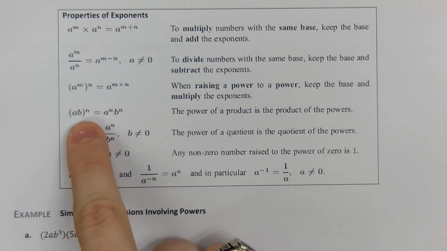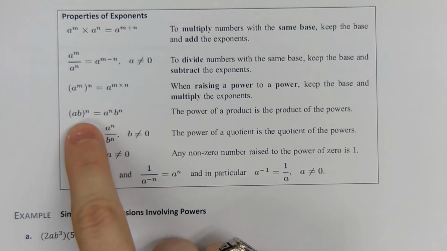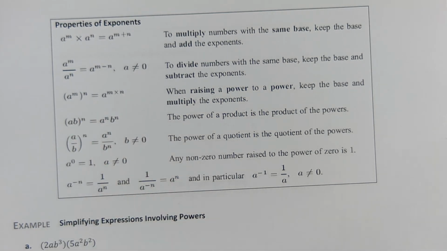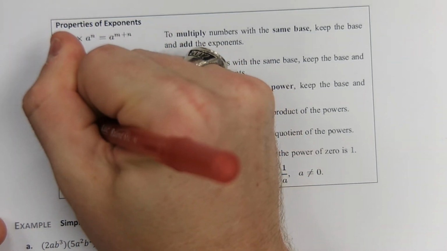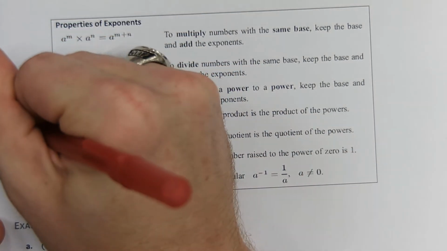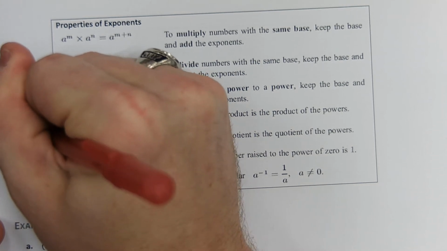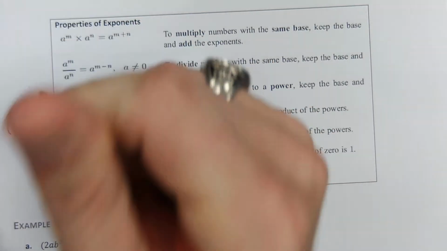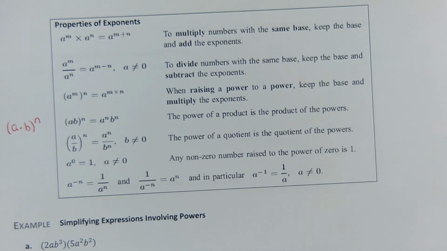Now this one, a lot of students like to say that this is distribution. What you have here is a set of parentheses raised to a power, but specifically in this set of parentheses, there's multiplication in between the A and the B. Now this is not going to be the same thing, so I'm just going to put a little dot there. You don't need to. I'm just indicating that it can be thought of as being A dot B raised to the N.